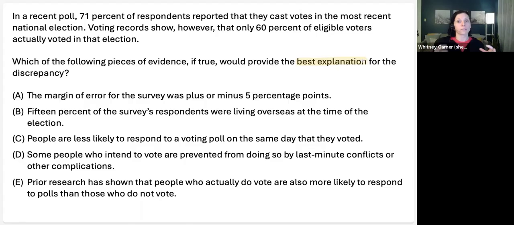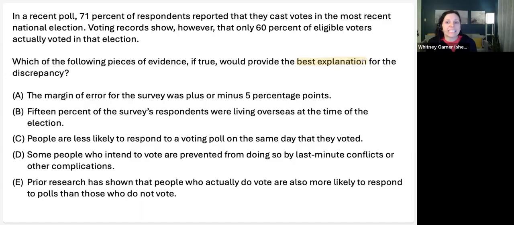So as we look at this, it's like, wait a minute. In a poll, 71% of those people said they voted, but 60% of a big group actually did. What might be different? So the things I might be looking for are, these people are liars, or maybe there's something wrong with the group that we polled. Maybe it's not representative. Right? It isn't the full 100% of eligible voters.